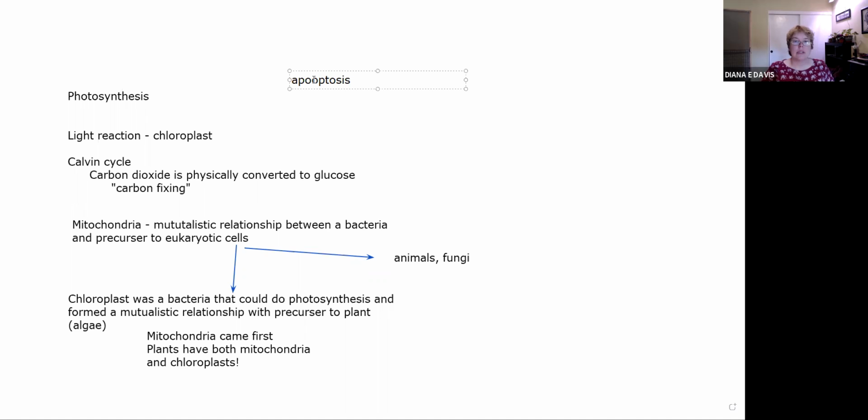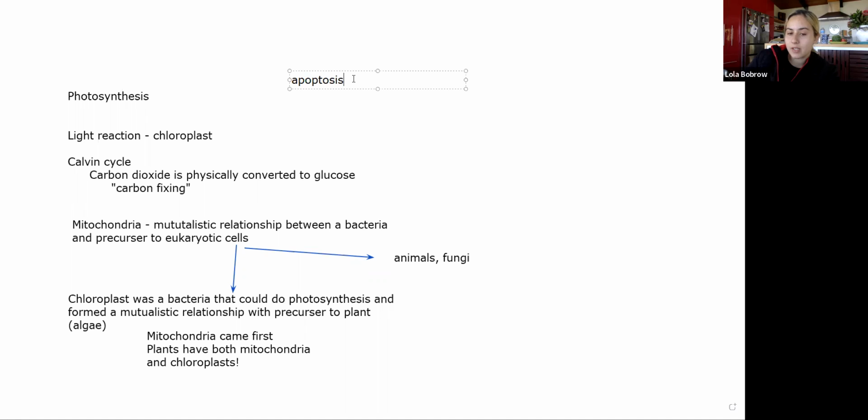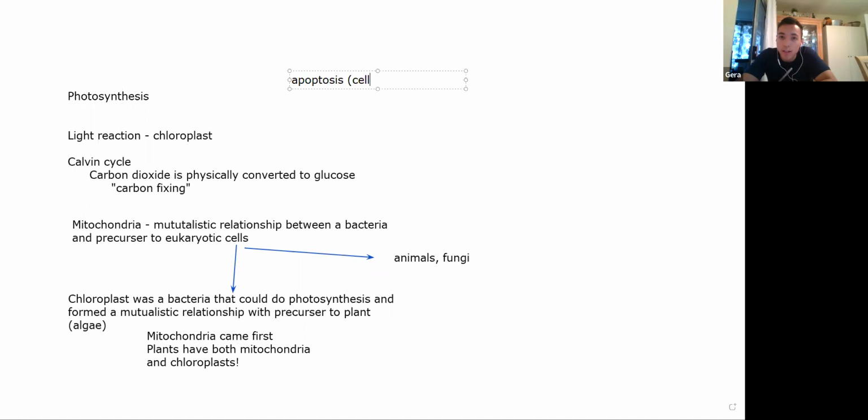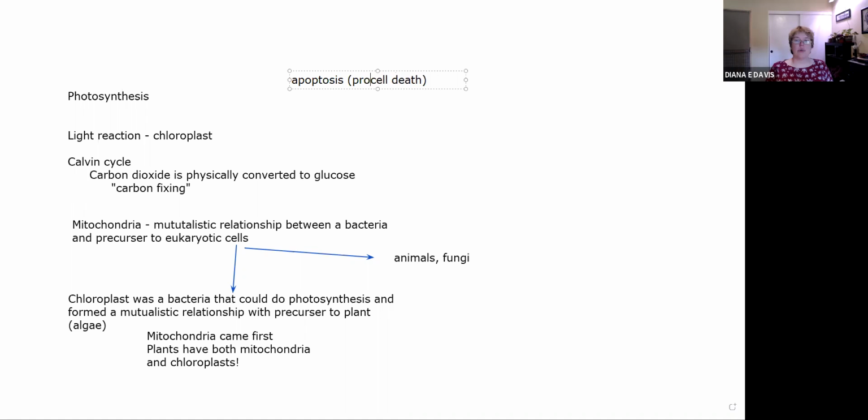Only one error. What is apoptosis? Planned death of a cell. Yes. It's usually called programmed or planned cell death.